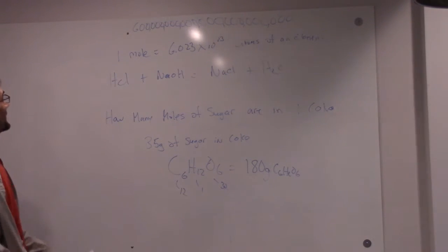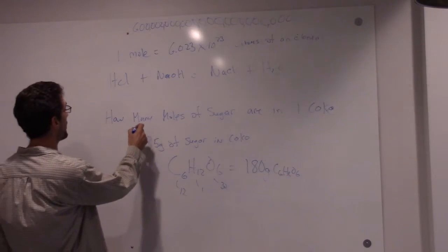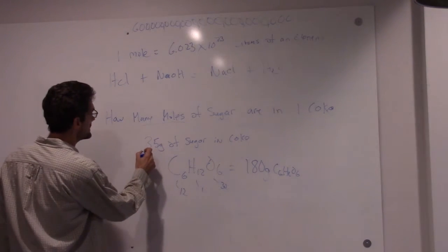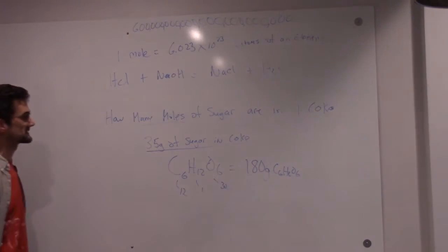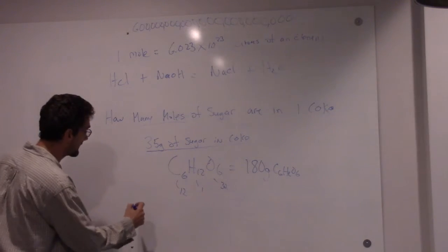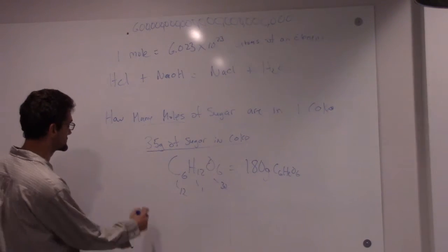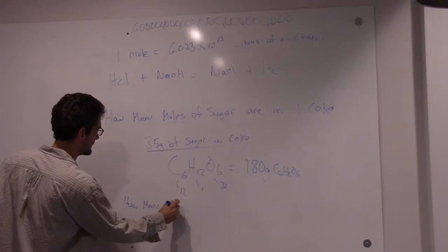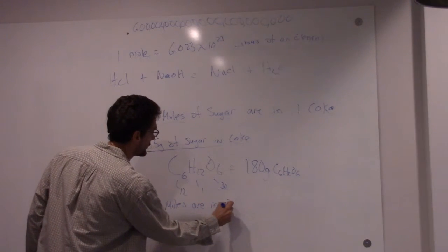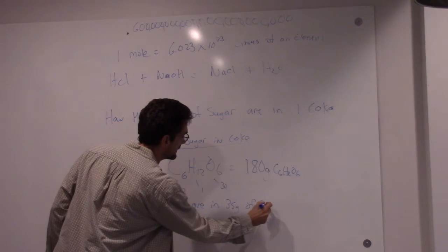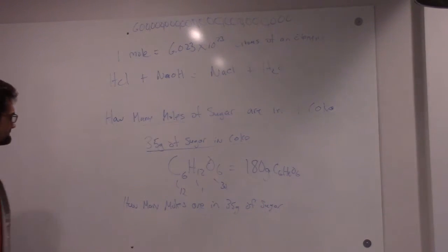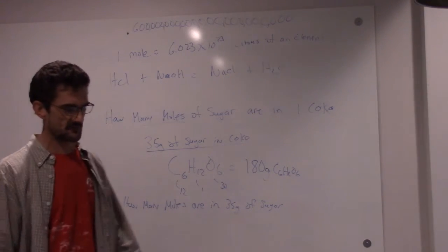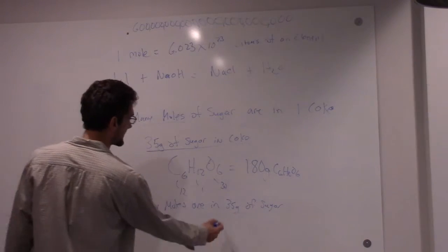But the question was, how many moles are in 1 Coke? We figured out a Coke has 35 grams of sugar. So what this is asking is how many moles are in 35 grams of sugar, or in 1 Coke? Okay, we're going to start with 35 grams because that's what they gave us.